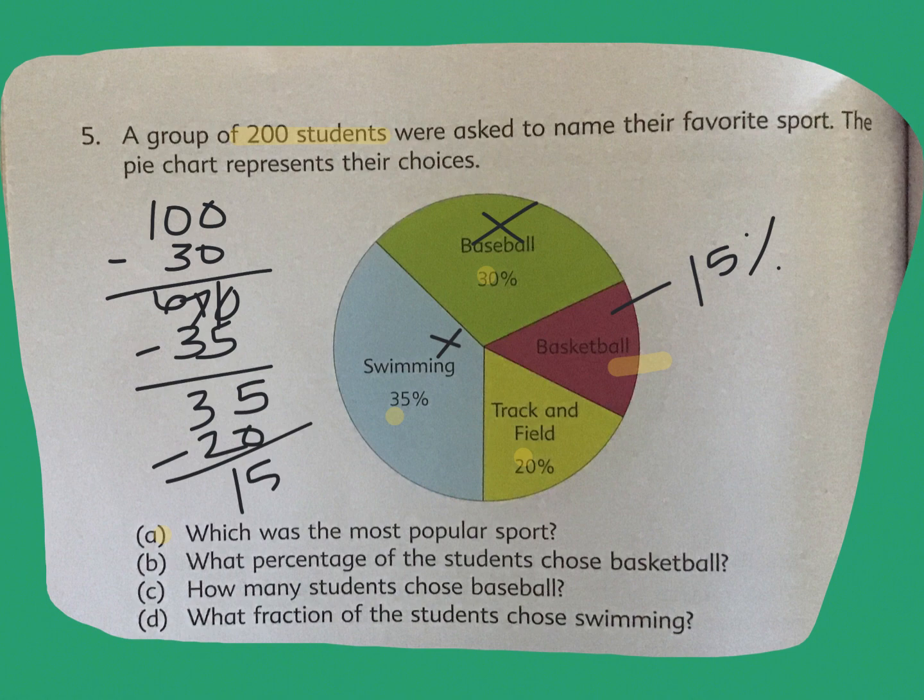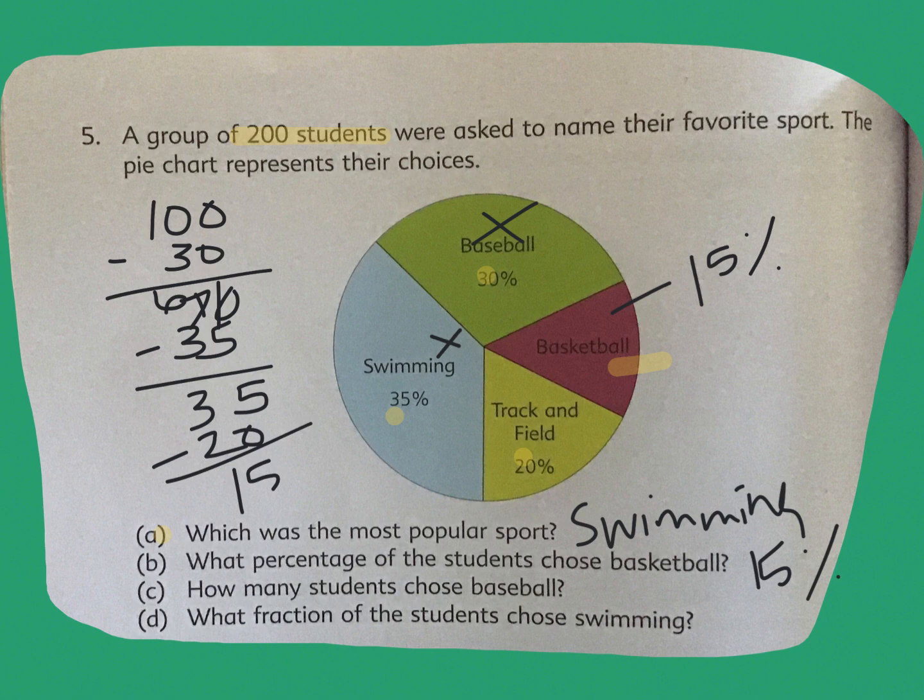So what was the most popular sport? Swimming. What percent of the students chose basketball? 15%. How many students chose baseball?